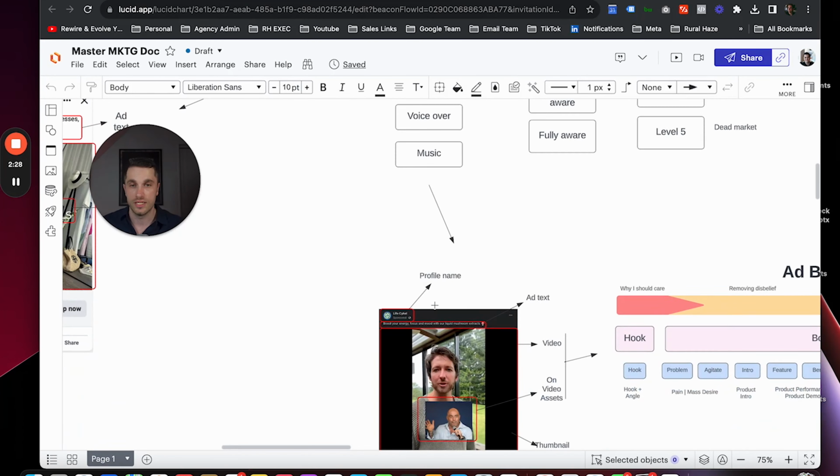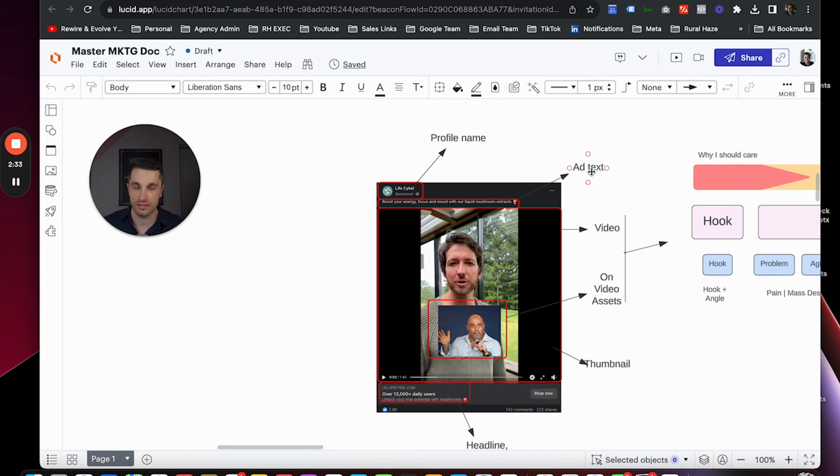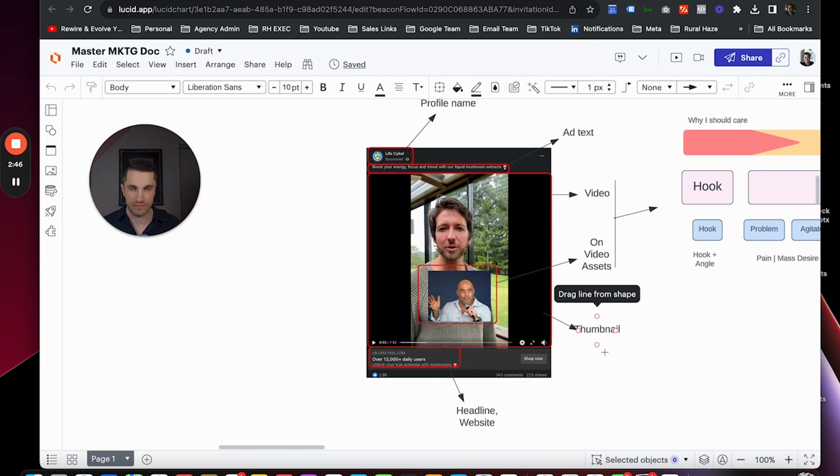So for example, just inside of a video asset, you have a lot of the same things as a static. You've got the profile, you have the ad text, the video, the assets in the video, that's both the text or any imagery or video inside of the video. And then you have the thumbnail, which is a massive lever that a lot of people don't think about when they're creative testing, or the headline. And again, the reason I'm breaking this down is you need to know what you are actually testing, because then that informs everything else you're going to make after that.